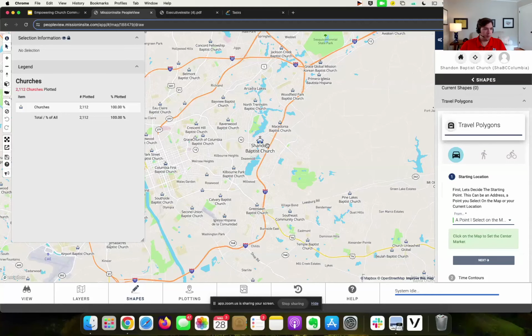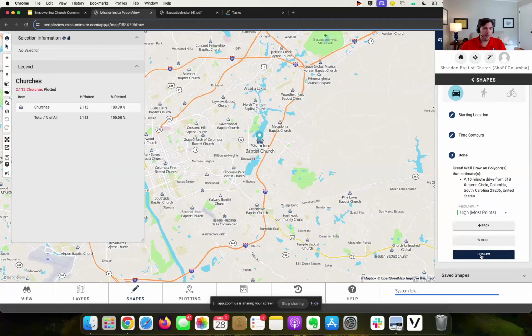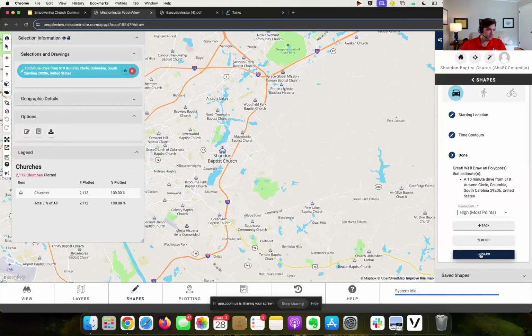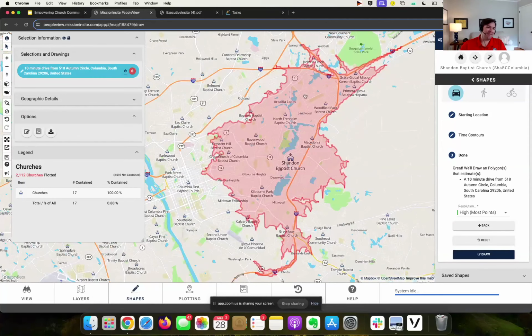But I'm going to select a point on the map. This is actually my home church, by the way. And I'm just going to start with 10 minutes. We're not going to do anything further than that. And I'm going to draw. It sounds a little funky to say. However, this red shade that you see is a 10-minute drive to the front door of this church.